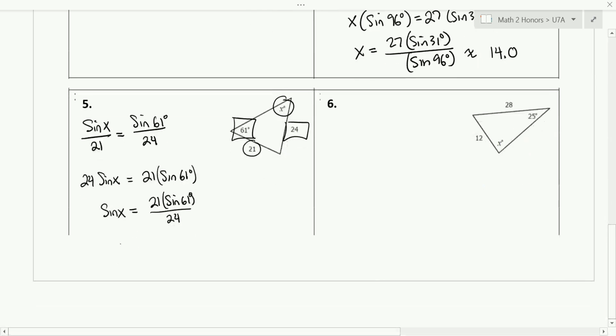So what's my next step? Can't divide by sine. Use the inverse. So you write x equals the inverse sine. And then I'm going to use brackets. You could use big parentheses or brackets, doesn't matter. 21 sine 61 degrees over 24. That's what you got to enter into your calculator. All right. Go for it. Let's see if you can do it.